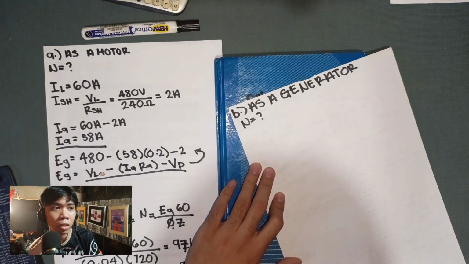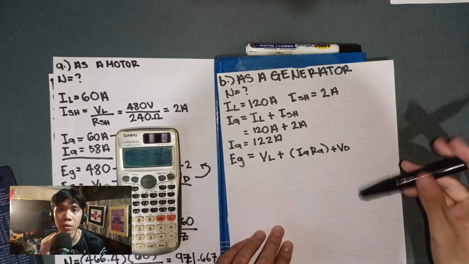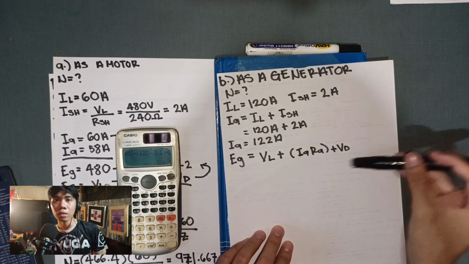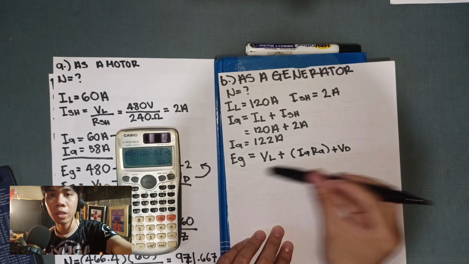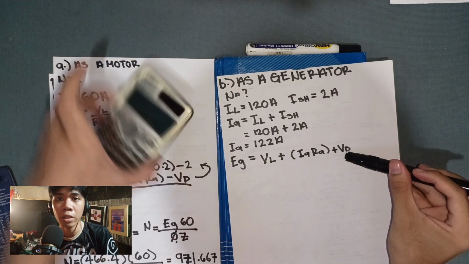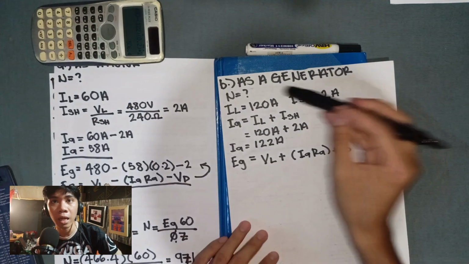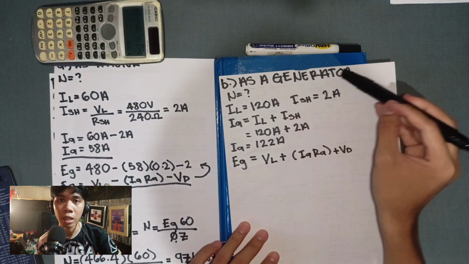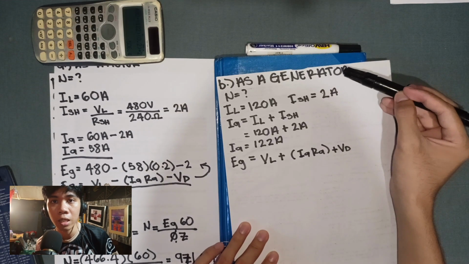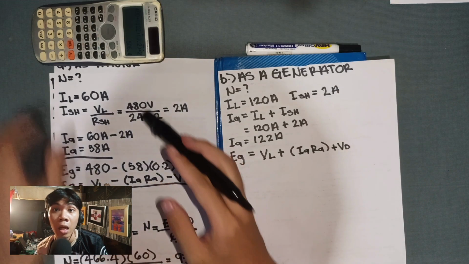So, ngayon, ang situation ng ating motor is as a generator. So, sa as a generator, hanapin din natin ang kanyang speed. So, now, we are going to answer for number 2. So, katulad nga sinabi ko, meron na tayong given na para lang sa letter B. Ang kanyang IL is 120. Unlike sa letter A, ang kanyang IL is 60 amperes. Ito sa B, 120 amperes. And also, sa kanyang ISH is the same lang naman, is 2 amperes.